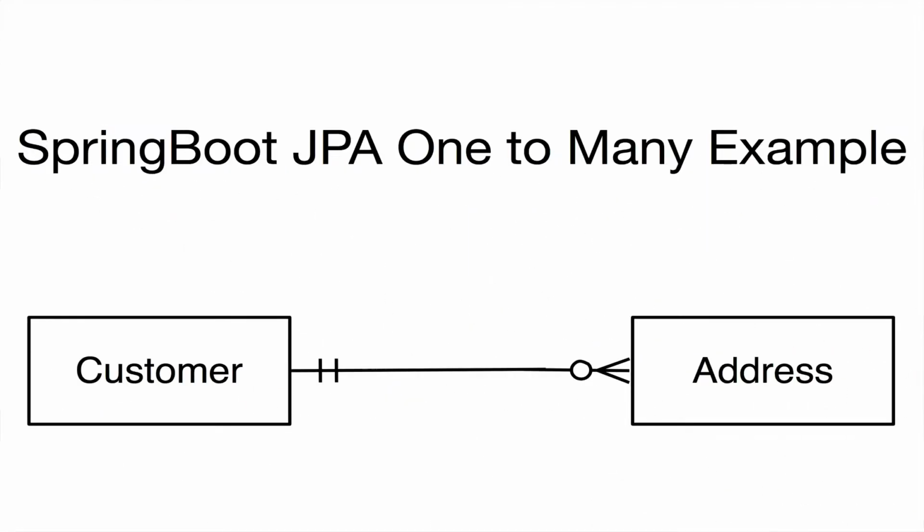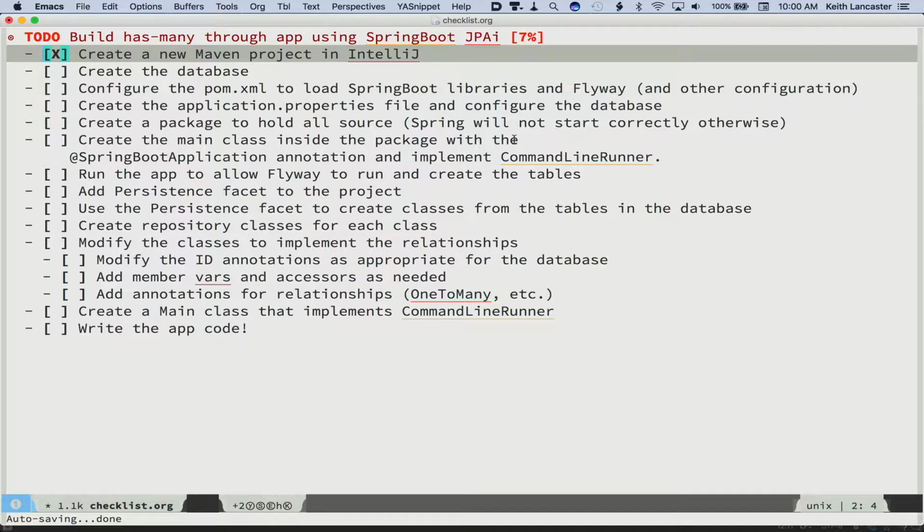In this video, I'm going to demonstrate building a one-to-many relationship using SpringBoot JPA. I built a checklist to remind me of all the steps I need to do in order to build this application. Now, these steps are really generic, so they could be applied to really any SpringBoot application where you're focusing on JPA. So it's not really specific to this particular application that we're building in the video. I will provide this to you, and then you can add to it as you want to, so that you could use it in your own projects.